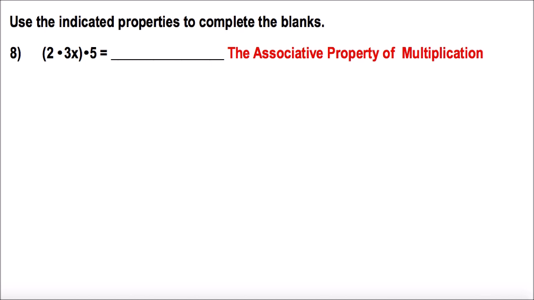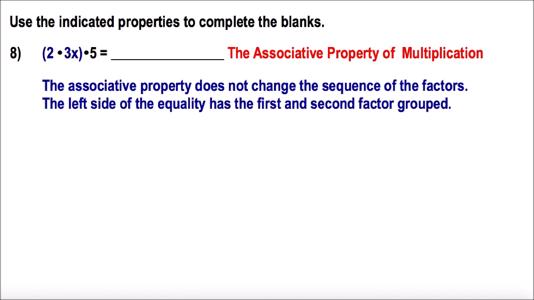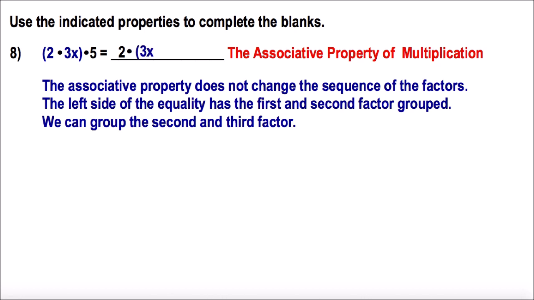Question 8. The quantity 2 times 3x, everything multiplied by 5, utilizing the associative property of multiplication. So the associative property does not change the sequence of the factors, but rather the grouping. The left side of the equality has the first and second factor grouped. So now we can group the second and third factor. This then equals 2 times the quantity 3x times 5.